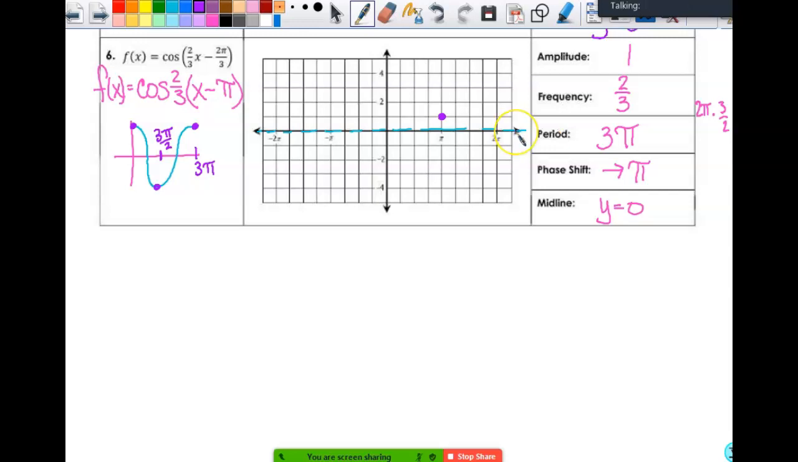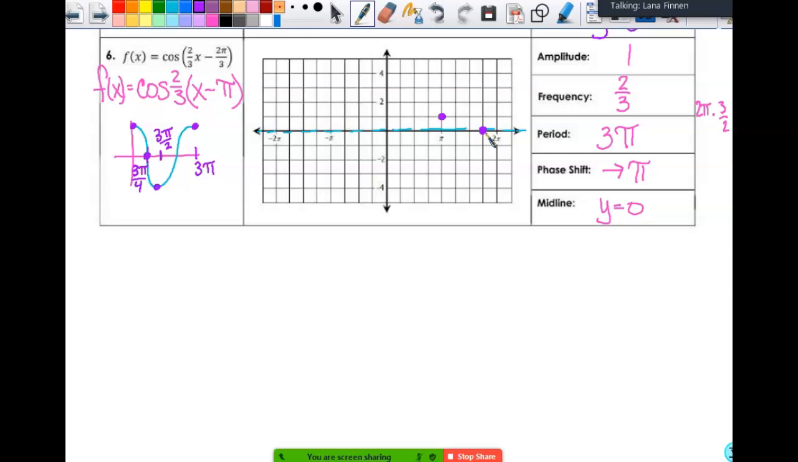Then halfway between these two, what would that be? Remember, don't make this harder. If this is 3 pi halves, this is half of that. That's just 3 pi fourths, right? You just multiply by 1/2. I can get to 3 pi fourths. It's right here, and that would be a midline 0. And then I need to move to the right pi. If you're not sure where to jump pi, remember you're counting by 4. So you can go 1, 2, 3, 4, and you're here at pi.